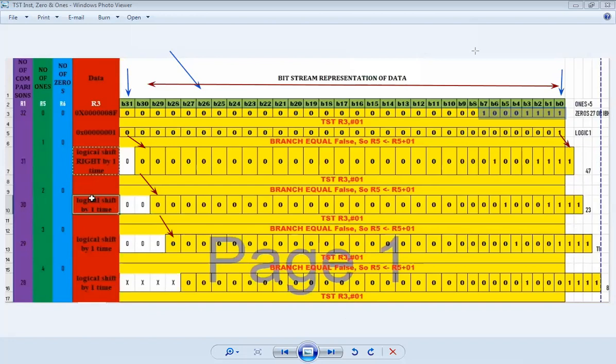Any doubts here with this concept, how the data is stored and how the shifting operation happens? I think all this is clear, isn't it? Yes, sir. So we have considered logic 1 for the ANDing operation, right?